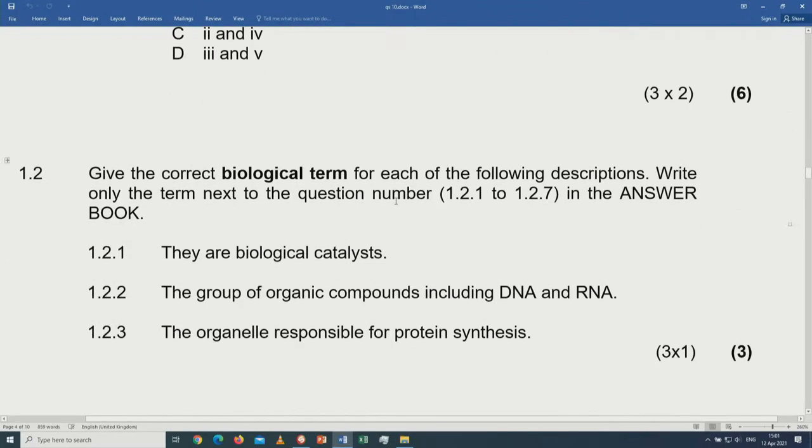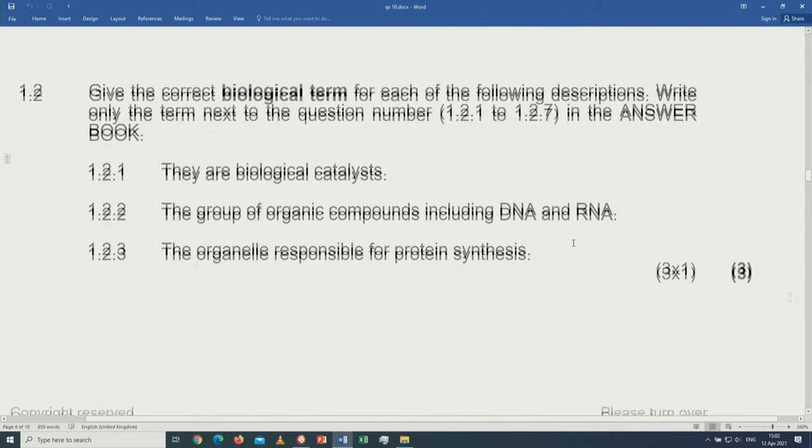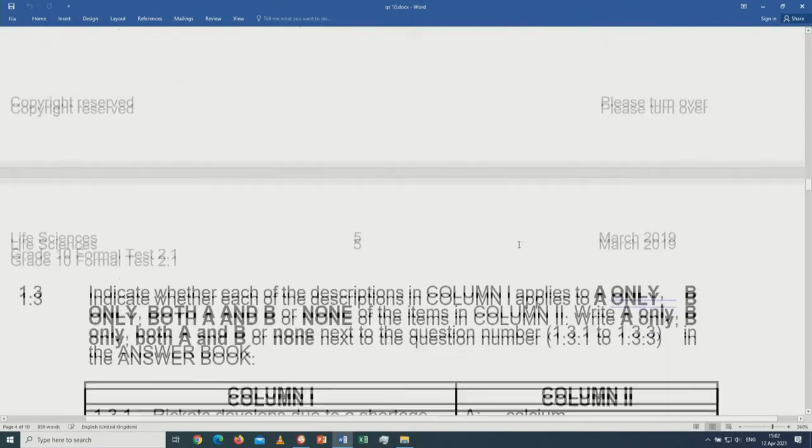Coming to the biological terms, they are the biological catalysts. What are the biological catalysts? We said enzymes. They speed up the rate of chemical reactions. 1.2.2, the group of organic compounds including DNA and RNA, we said they are the nucleic acids. 1.2.3, the organelle responsible for protein synthesis, we said it's a ribosome.